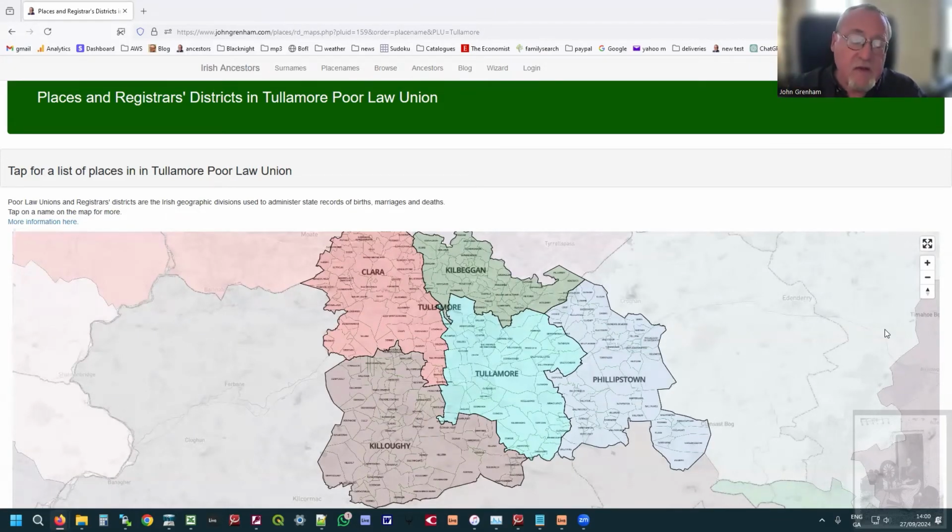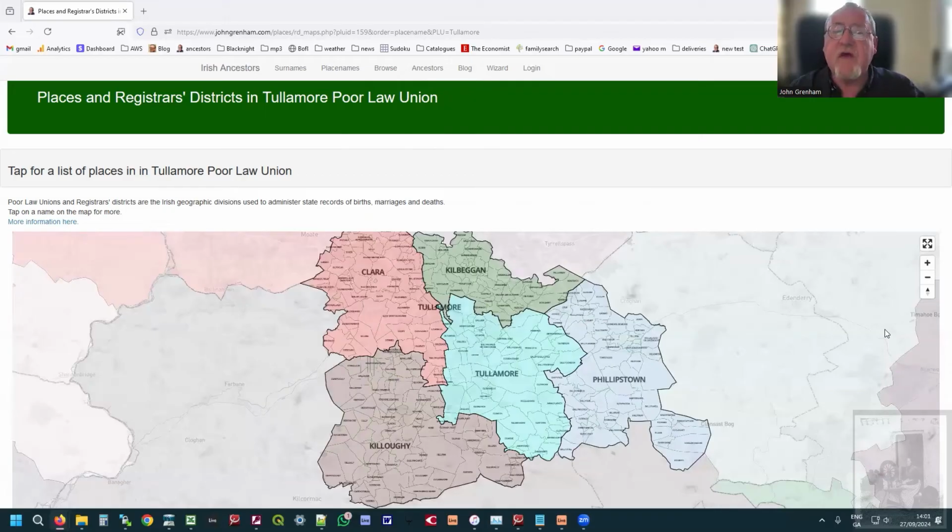Those records were then copied. A copy was sent to the central office in Dublin, and they were indexed there. And those indexed records, they're the ones that you'll find on irishgenealogy.ie. They're the ones that you'll find on the Mormon website, familysearch.org. They're not the records you'll find in the local heritage centres, because they transcribe the registrar's districts, which are still held locally.